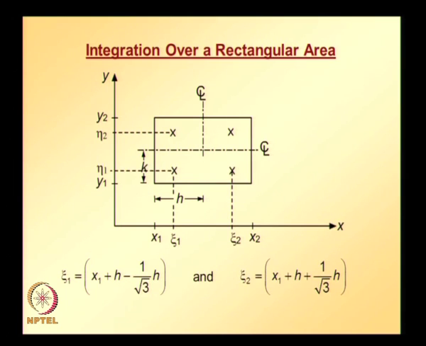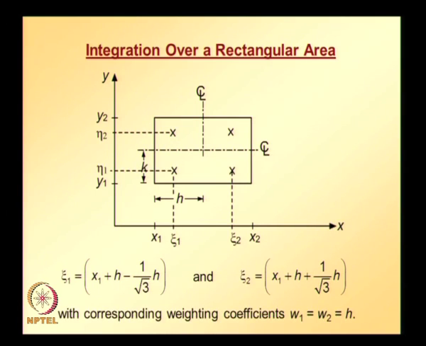So, psi 1 is given by x1 plus h minus 1 over root 3 times h, and psi 2 is x1 plus h plus 1 over root 3 times h, where h is half the dimension of the rectangular area along the x axis, and the corresponding weight at these 2 points is equal to h. These are the coordinates of psi in terms of x.